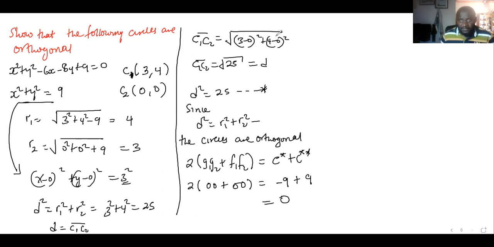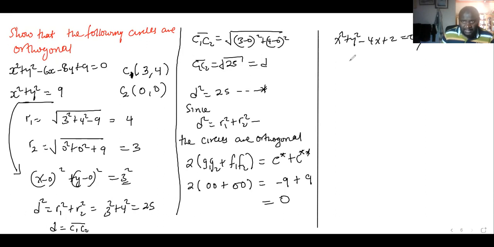How many minutes have we finished? 12. We have 12 minutes for free. Our learners should also check and see that the world is not easy. Show that the two circles are orthogonal: x squared plus y squared minus 4x plus 2 is 0, and the other circle is x squared plus y squared plus 6y minus 2 is 0. Please try that one now.